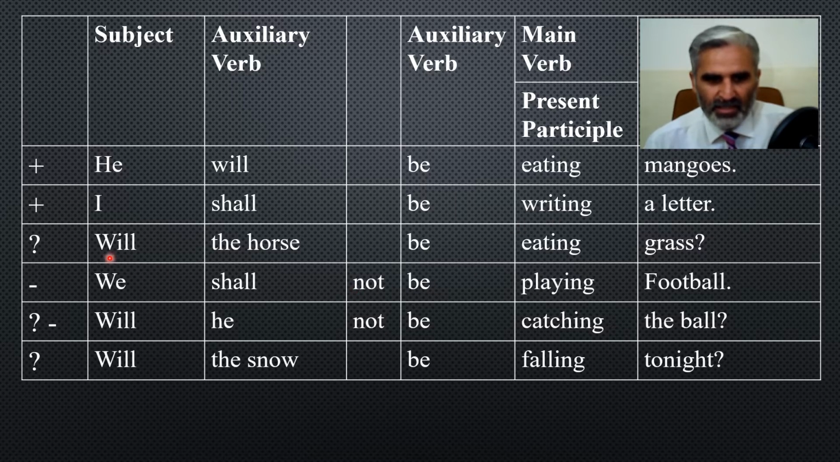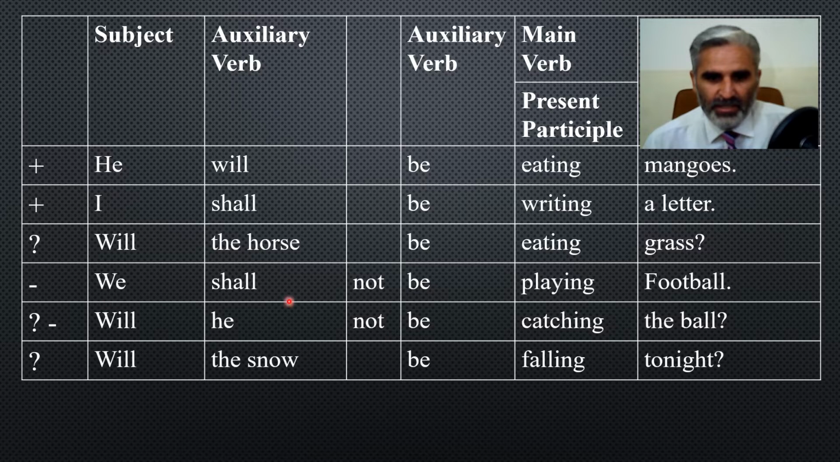The third sentence is an interrogative sentence. So in future continuous tense, like other tenses, we exchange the subject with the auxiliary verb. As you see, the auxiliary verb will is placed in front of the subject, in front of the sentence: will the horse be eating grass? And we put a question mark at the end of interrogative sentences.